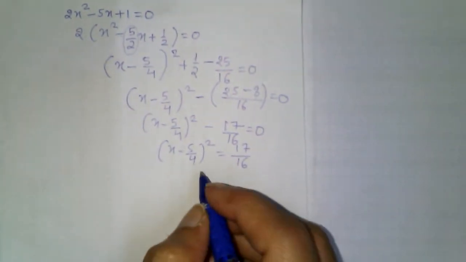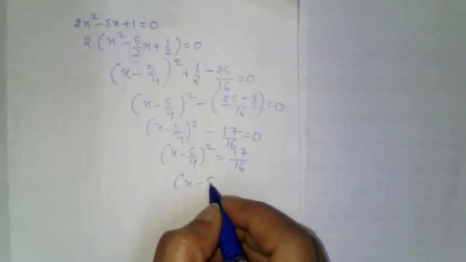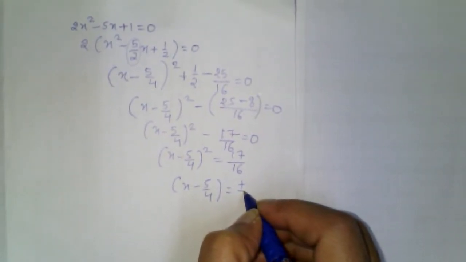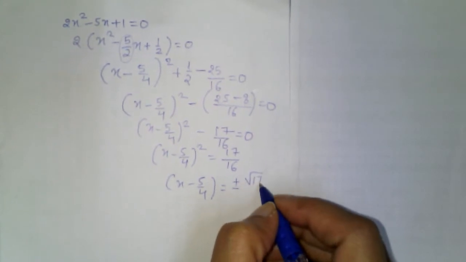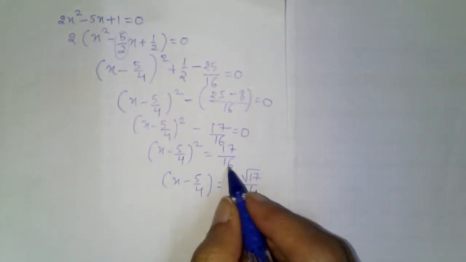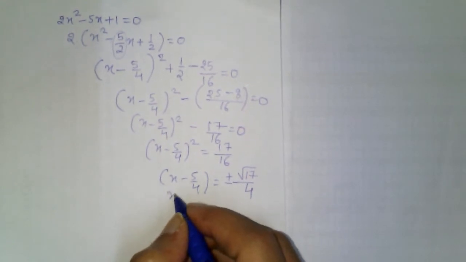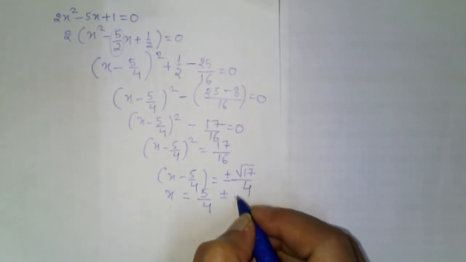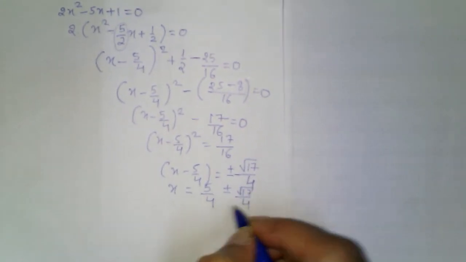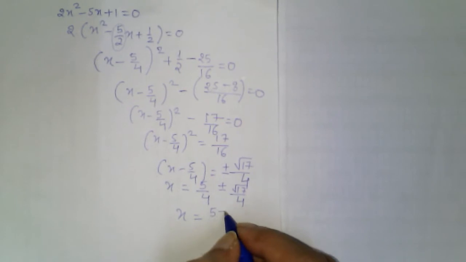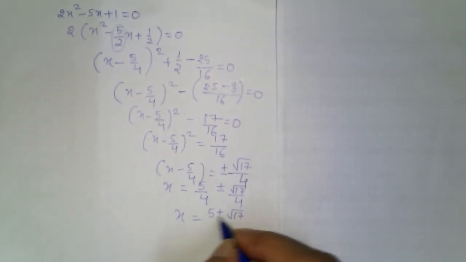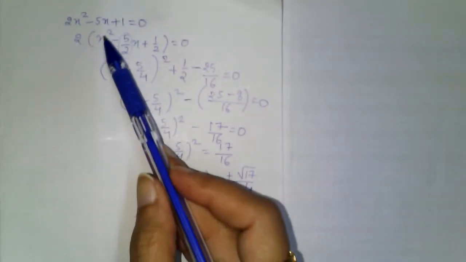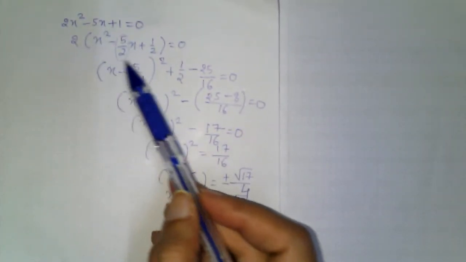Now take the square root on both the sides. You get x minus 5 by 4 is equal to plus minus, because whenever we take square root we have two signs, plus minus. So it is root 17 upon 4, because we know square root of 16 is 4. The next is x is equal to 5 by 4 plus minus root 17 upon 4. So your solution is x is equal to 5 plus minus under root 17 upon 4. So this is how we solve any quadratic equation by completing the square method.